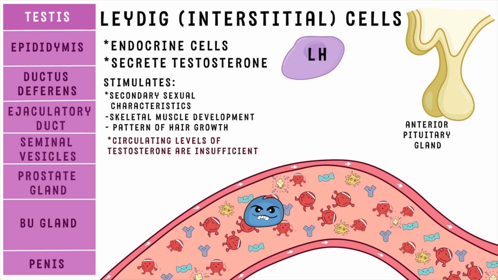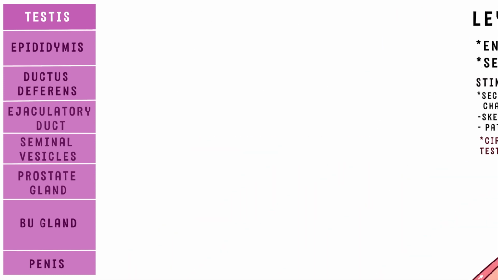Testosterone levels in the testes are kept high enough to stimulate spermatogenesis as the androgen-binding protein secreted by Sertoli cells binds testosterone in the testes. Another hormone from anterior pituitary cells, follicle-stimulating hormone, stimulates Sertoli cells to secrete the androgen-binding protein.